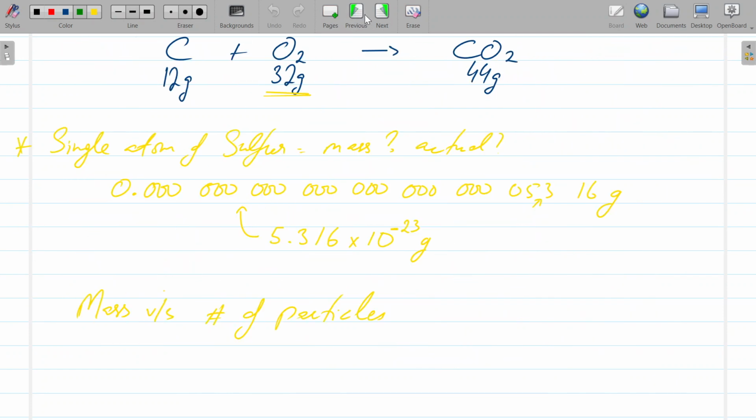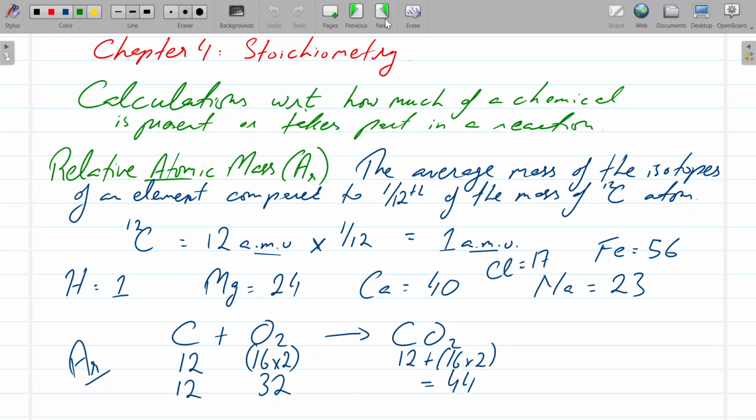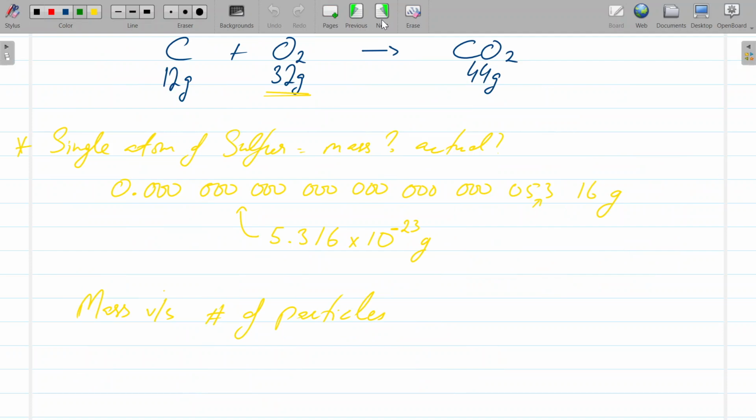All right, so if we're familiar with the concept of the mole, it is the amount of substance that has 6.02 × 10^23 particles of that substance. Normally what we do is we take the relative mass of a substance, whether it's an element or a compound, and we equate that to mass in grams, and that is called the molar mass.